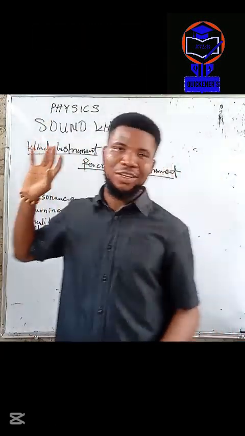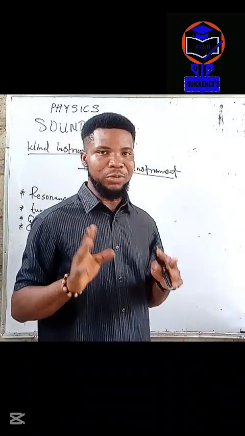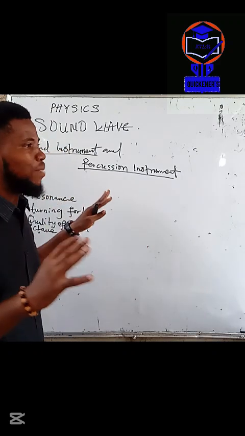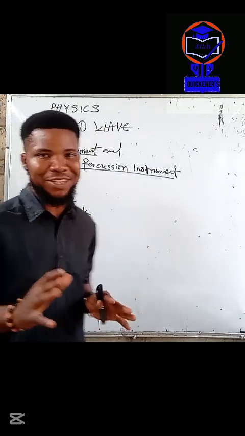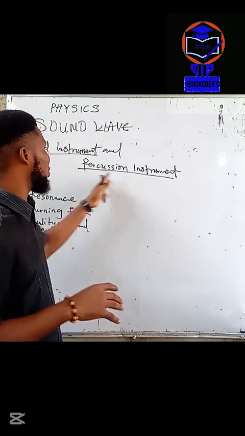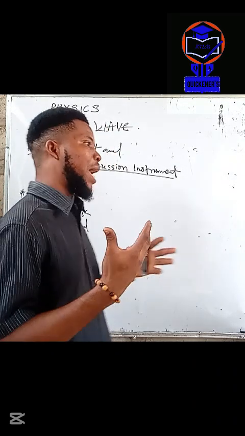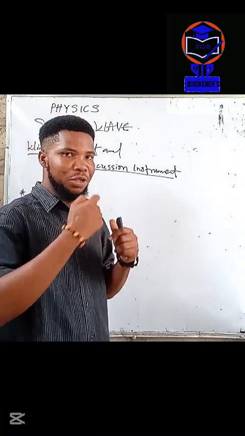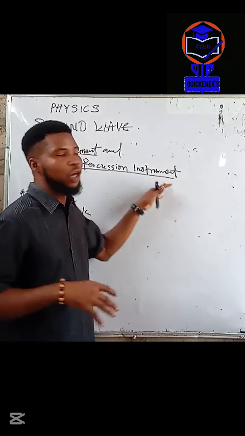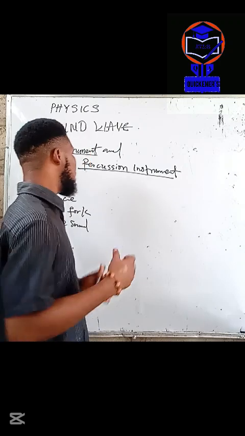Under the sound course, we have discussed extensively many aspects of sound. We want to continue, and this time around, we are looking at wind instruments and percussion instruments. What you need to understand is that a wind instrument, like your organ, is something you have to blow wind into in order to make a sound, while a percussion instrument is something you play, like your drum or the xylophone.